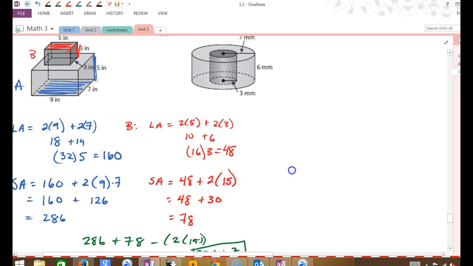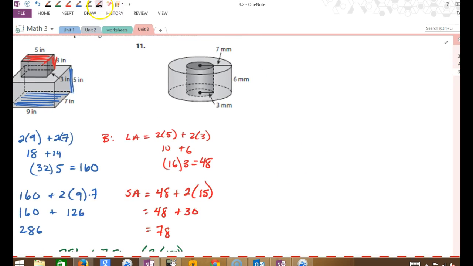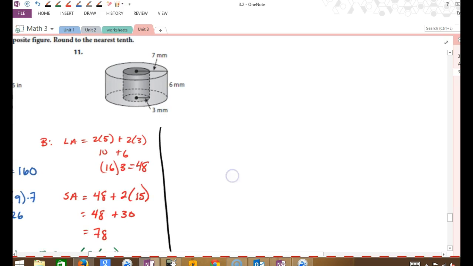Okay. Should we do the cylinder one? Yeah. One more real quick. We got this. Okay, let's do the cylinder. All right, so we got an outer cylinder, and we got to subtract an inner. So let's say my outer cylinder, I'm going to call the outer cylinder A, and my inner cylinder is going to be B.